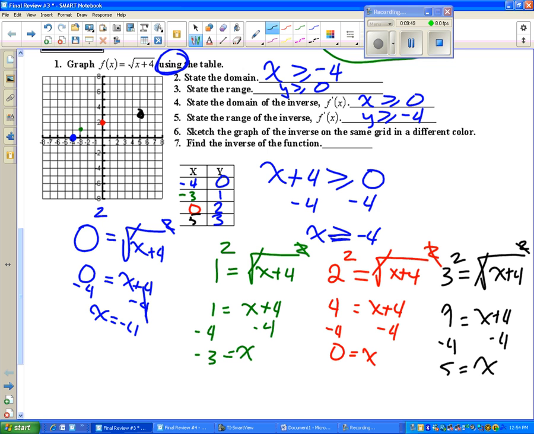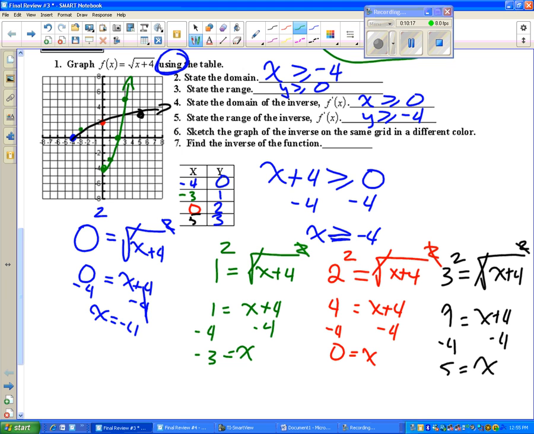So there's my graph. If I want to graph the inverse, flip them around. Negative 4, 0 becomes 0, negative 4. Negative 3, 1 becomes 1, negative 3. 0, 2 becomes 2, 0. And 5, 3 becomes 3, 5. There's the graph of my inverse.